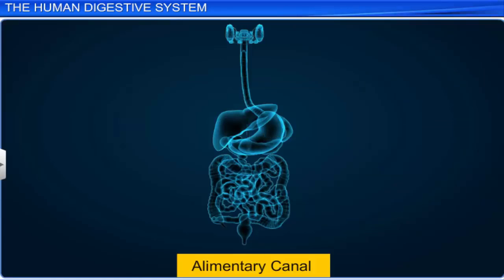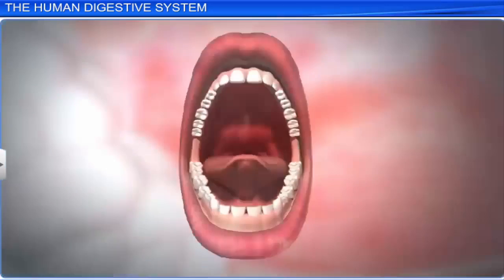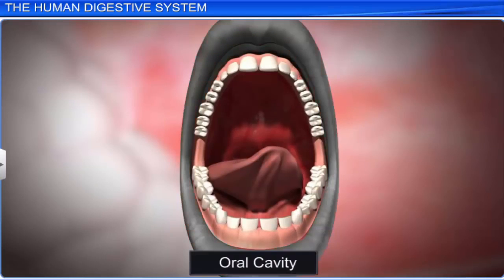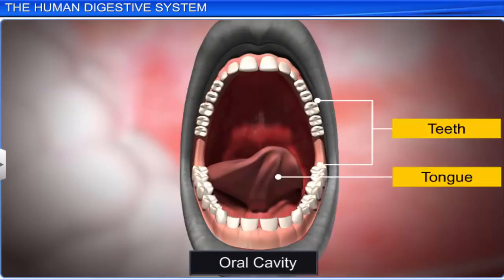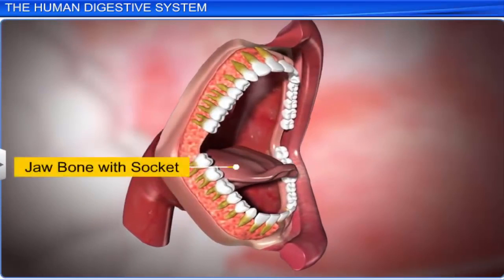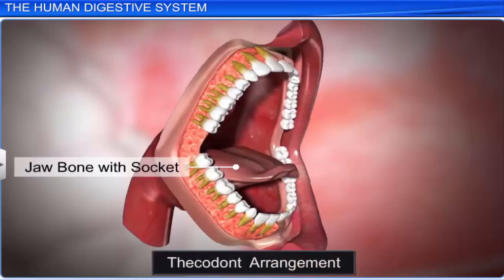If we observe the structure of an alimentary canal, we will see that the mouth, the anterior opening of the alimentary canal, leads to the oral cavity or buccal cavity, which contains the teeth and the tongue. Each tooth in the cavity is embedded in a socket of the jawbone, forming a type of attachment known as a thecodont.